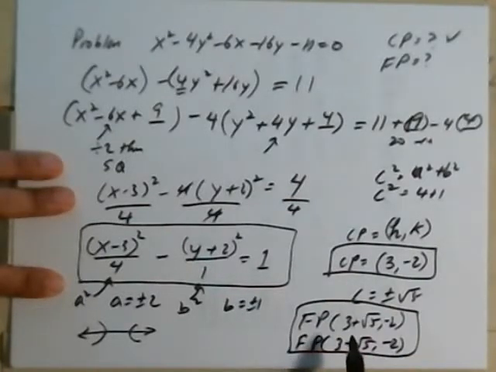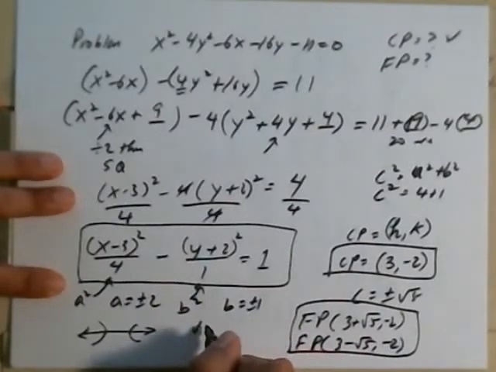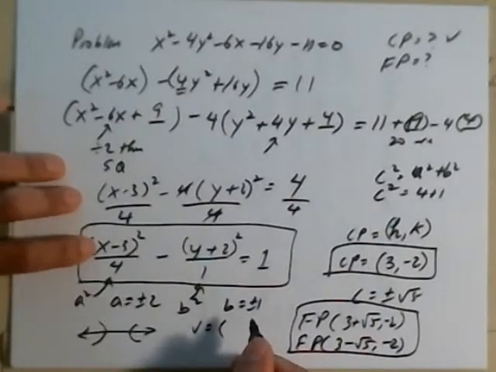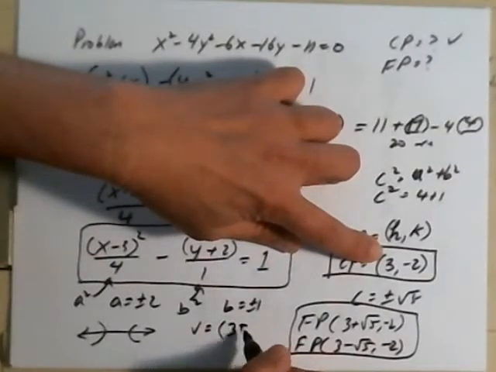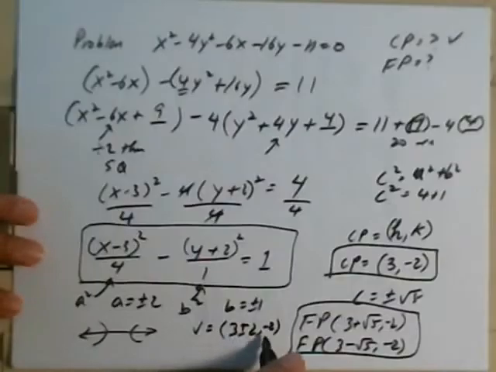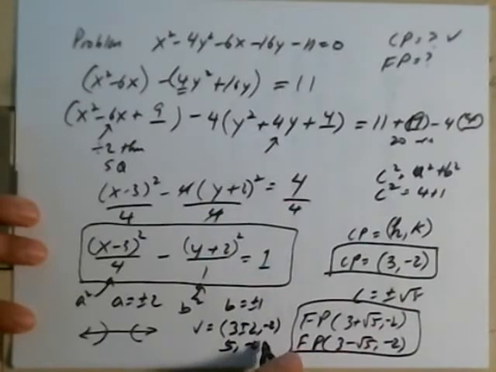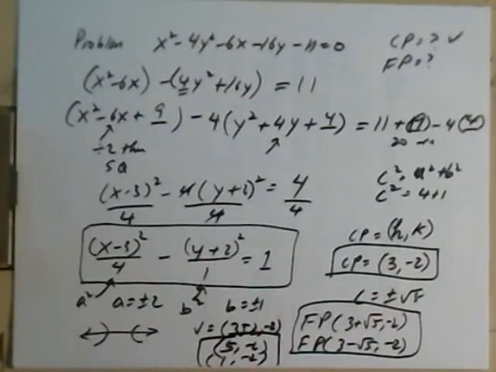To find your vertex, obviously, you put plus or minus 2 on your A. So your vertex is going to be from the center point, 3 plus or minus 2, comma -2. And so if you expand it out, it's going to be 3 plus 2, which is 5, comma -2. 3 minus 2 is going to be 1, comma -2. So those are your two vertices.